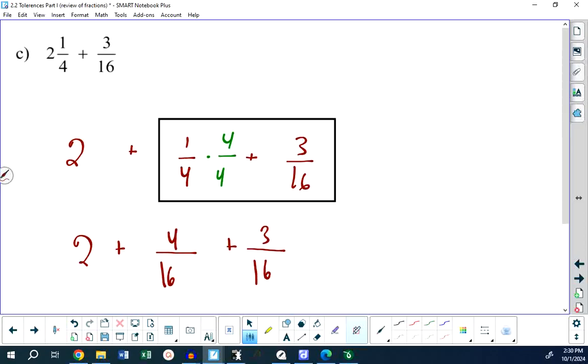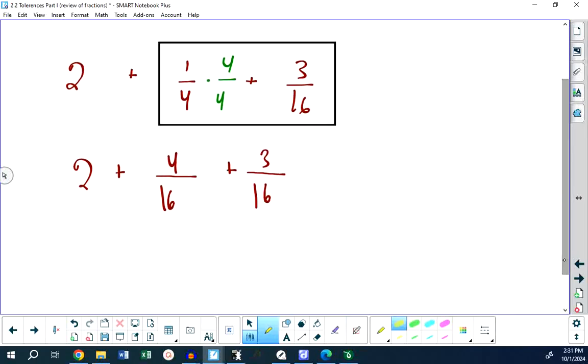And I don't know if you realize that I just broke my rule. I just called it 4 over 16 and 3 over 16. It's 4 16ths and 3 16ths, which tells us it's 7 16ths. So this is 7 16ths, and it's 2 and 7 16ths.